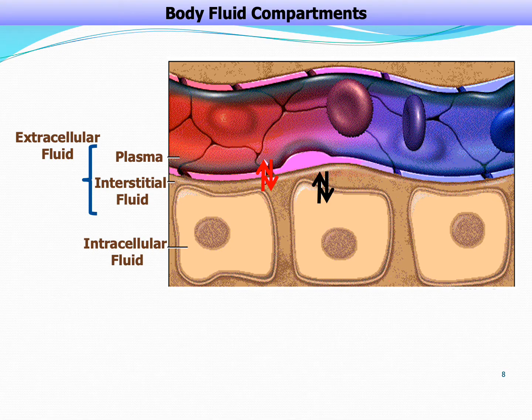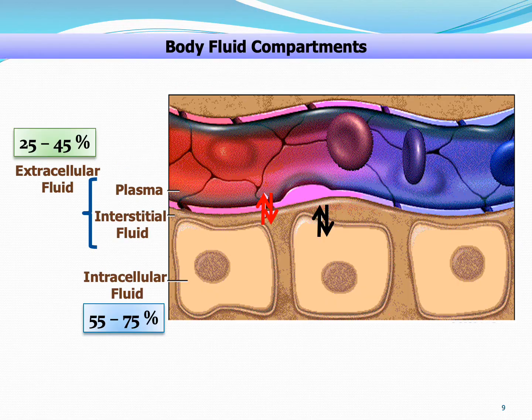Now let's look at the various body fluid compartments. Body fluid is divided into extracellular fluid and intracellular fluid, which is all the fluid present inside the cells. The extracellular fluid is further divided into blood plasma and the interstitial fluid, which is extravascular and bathes the cell. ECF is approximately 25 to 45%, and the intracellular fluid is 55 to 75% of the total body water.